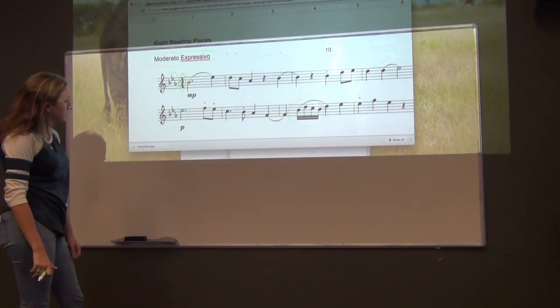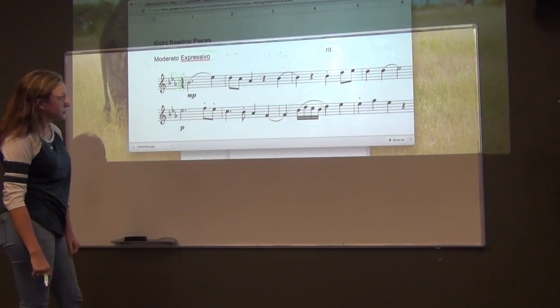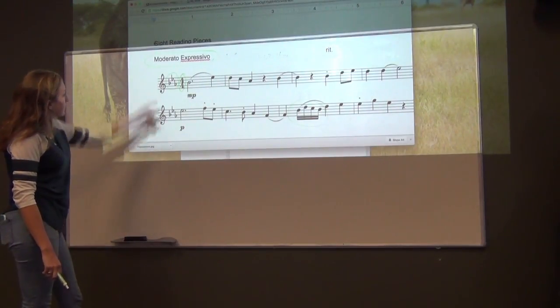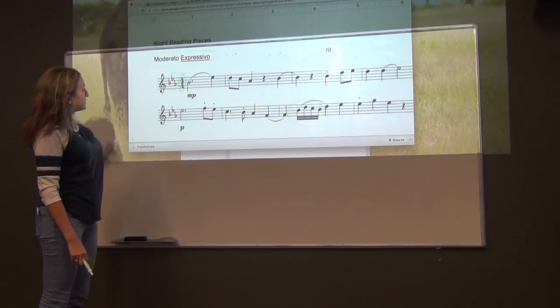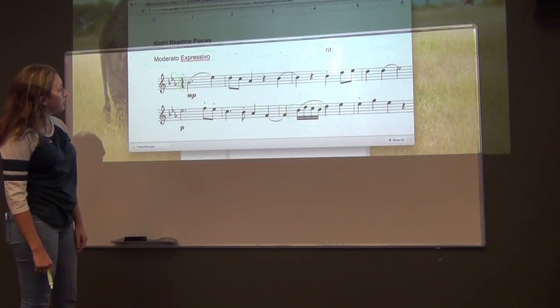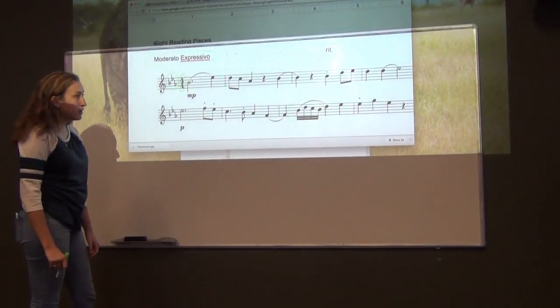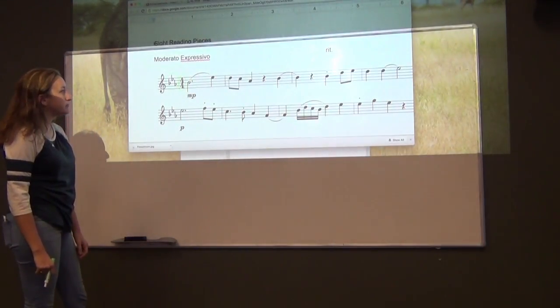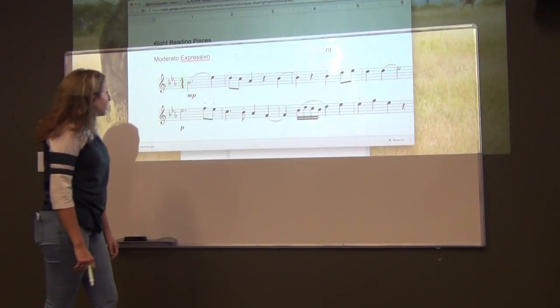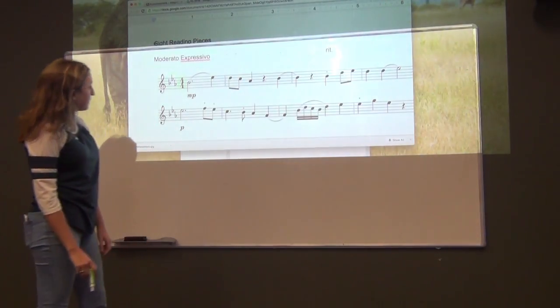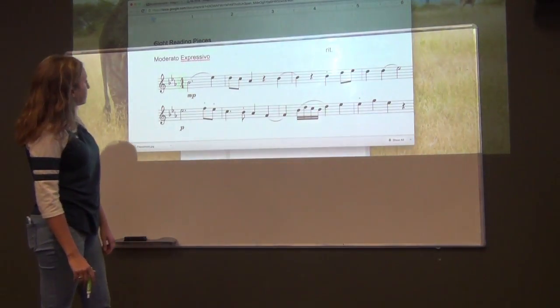Okay, so now what was the second one? What does T stand for? Tempo. So what did he circle for tempo? He circled the words that describe the tempo. What are those words? Moderato expressivo. Okay, good. So that's good because that's how fast we're going to play it. Did he miss anything? Do you think that's the best thing to circle? I think it's pretty good for tempo.